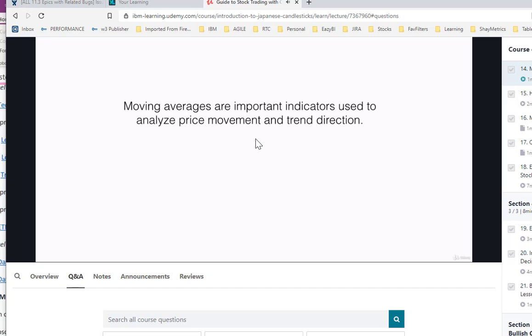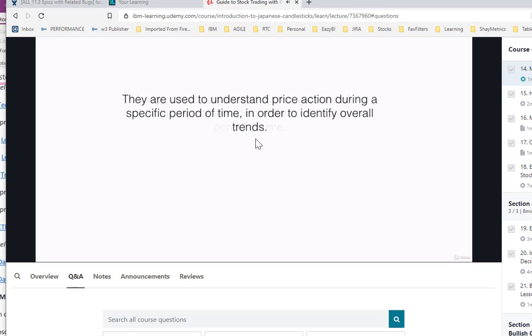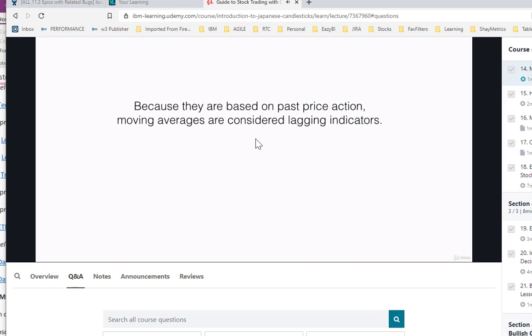Moving averages are important indicators used to analyze price movement and trend direction. Moving averages are simply the average of the closing price of a trading security over a given period of time. They are used to understand price action during a specific period of time in order to identify the overall trends. Because they are based on past price action, moving averages are considered lagging indicators.